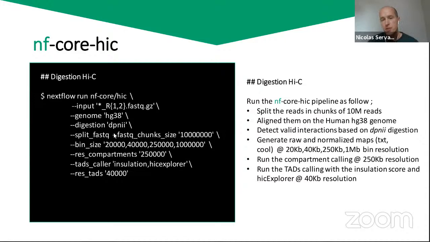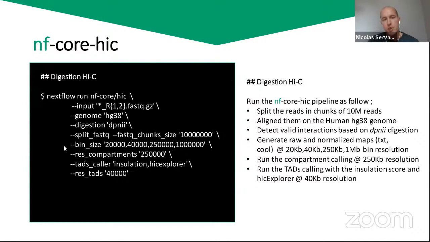I told you before that HiC can be very deeply sequenced, up to 1 billion reads per sample. So it's very useful to be able to split the reads into chunks and to analyze all the chunks in parallel on a cluster. To do that, we have an option to split the FASTQ, and you just set the number of reads that you want per chunk. Here I put 10 million reads per chunk, and the FASTQ file will be split and analyzed in parallel on the cluster.